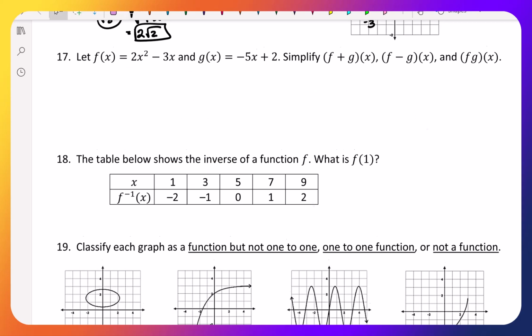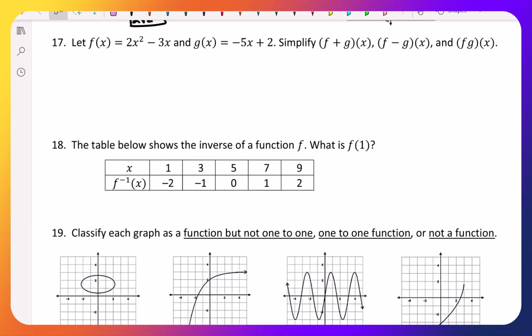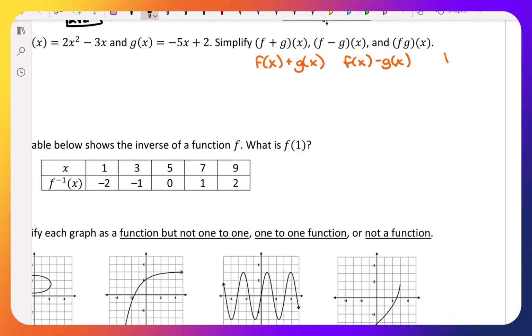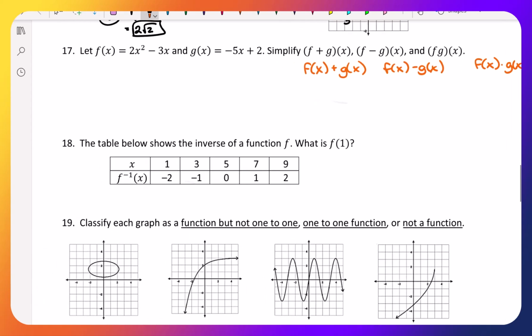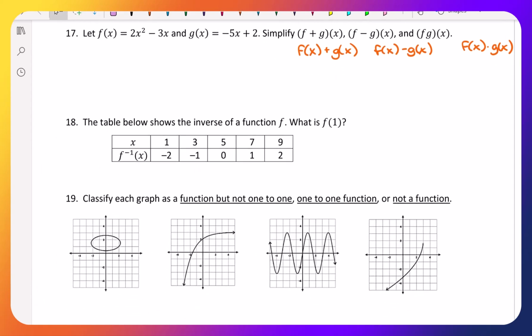So question 17 is not a composition of functions. All you're doing is you're going to add, subtract, and multiply. So this one means f of x plus g of x. This one means f of x minus g of x. And then this one means f of x times g of x. So we're going to have to do it's like 3 problems in one here. So let's start with this one first.